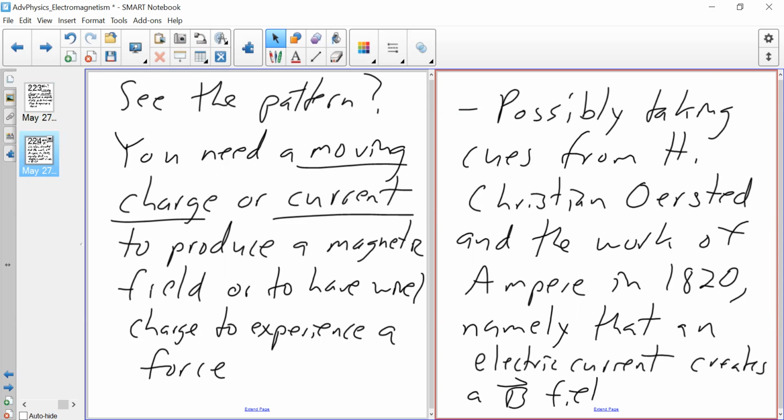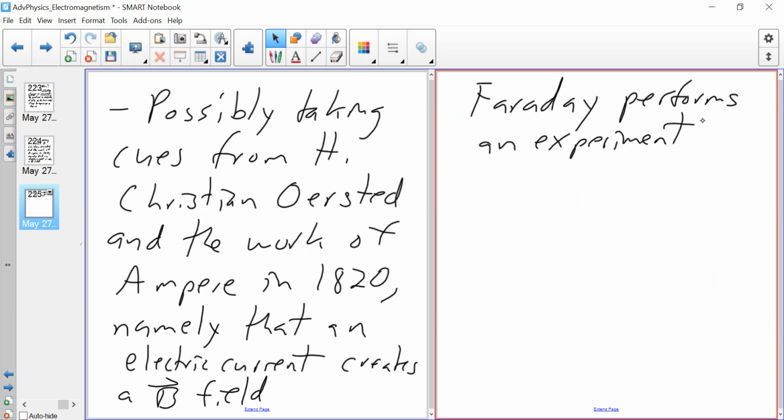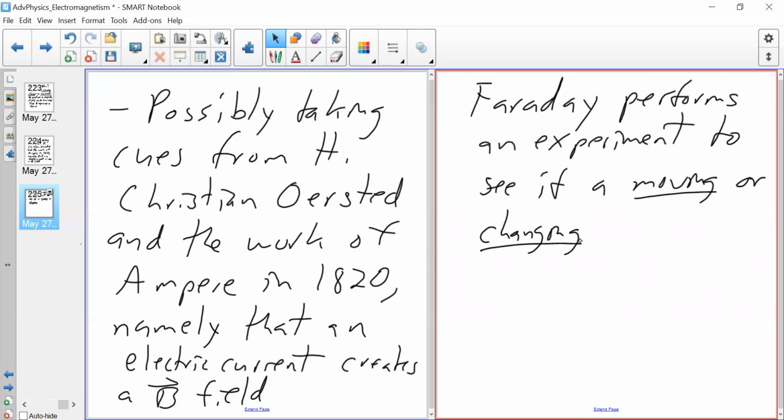Mr. Faraday comes on the scene roughly around 1830, I think. Faraday performs an experiment to see if a moving or changing magnetic field can produce a current, the opposite, or vice versa.